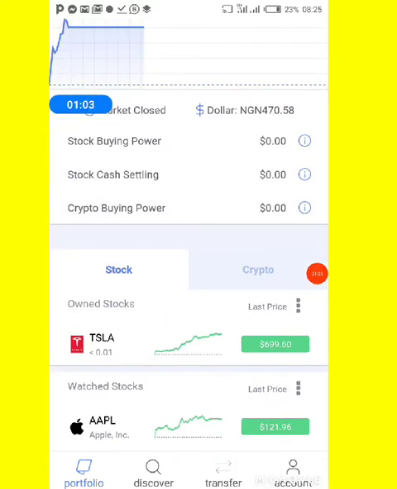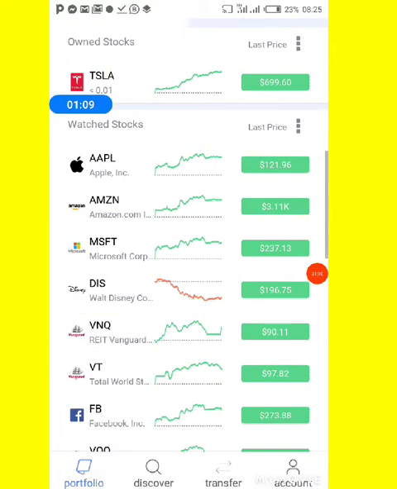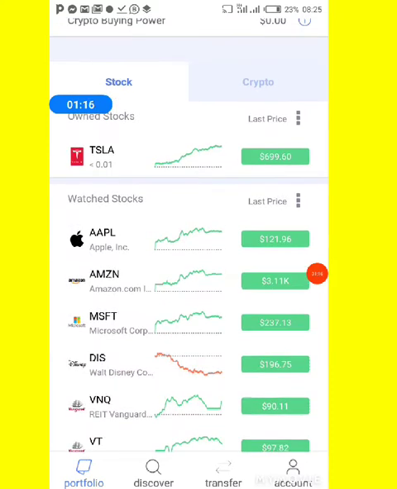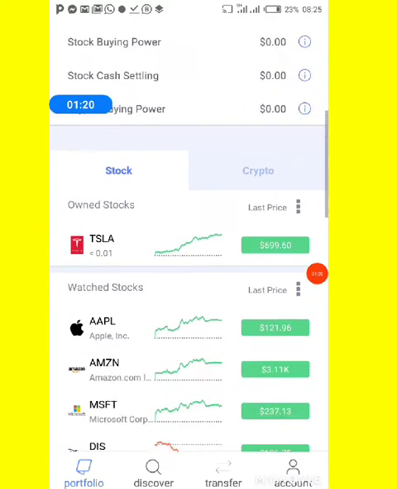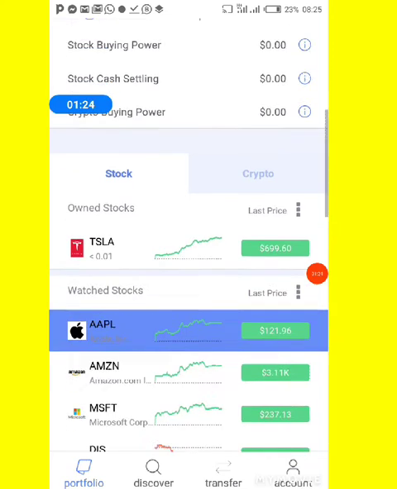Now, for most of us who have invested before or who have already deposited crypto in their accounts and want to learn how to invest, that is the most important thing. The most important thing is how to invest in the US stock. So I'm going to show you how to invest in the US stock for those that have money to invest.